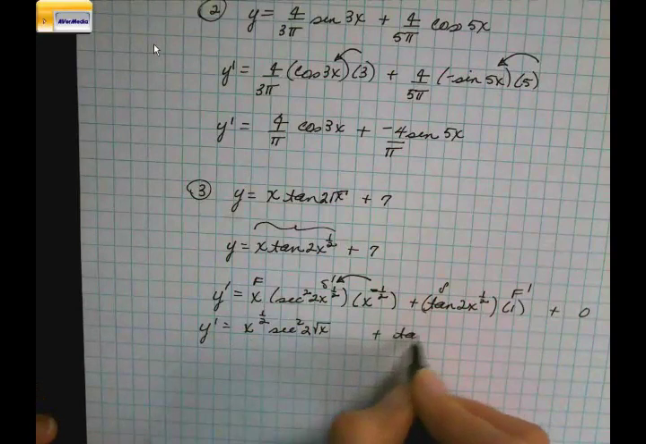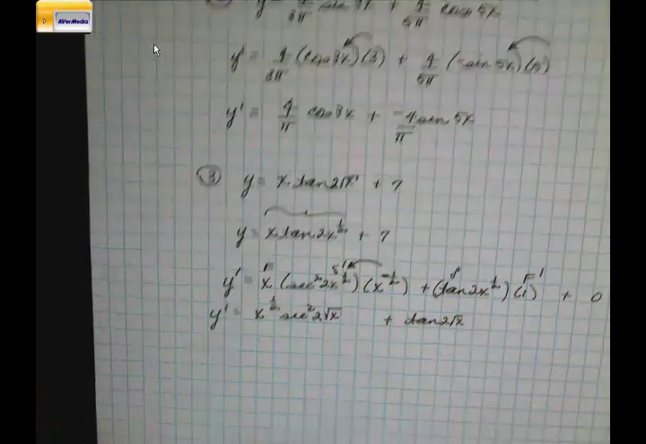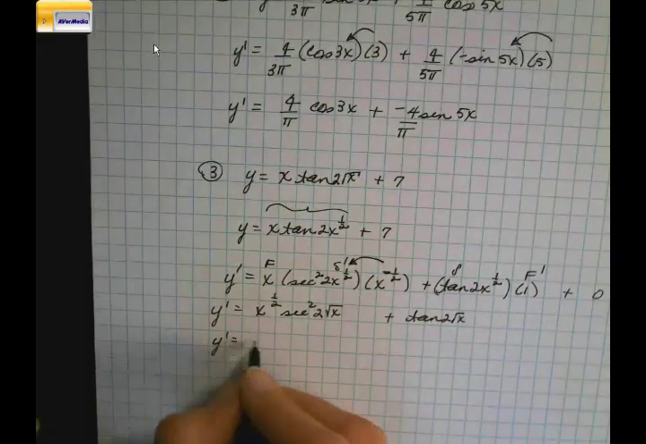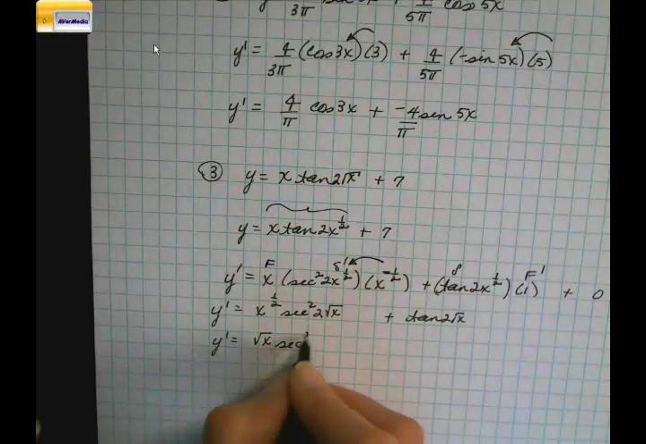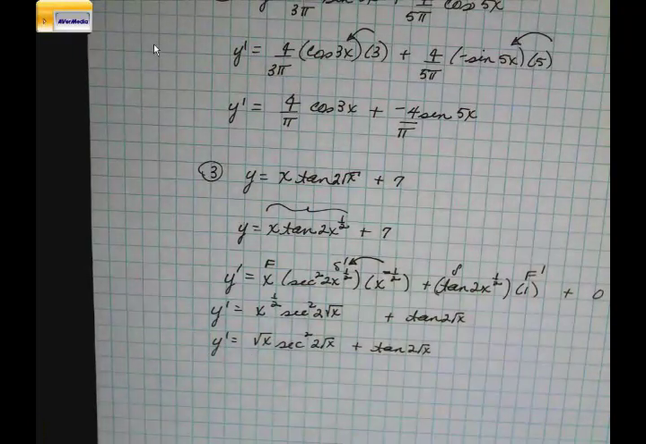Okay, and then here I have tangent of 2 square root of x. Not bad. So the answer is square root of x, secant squared 2 square root of x. This is a really ugly answer. Okay, that's a really ugly answer, but whatever.